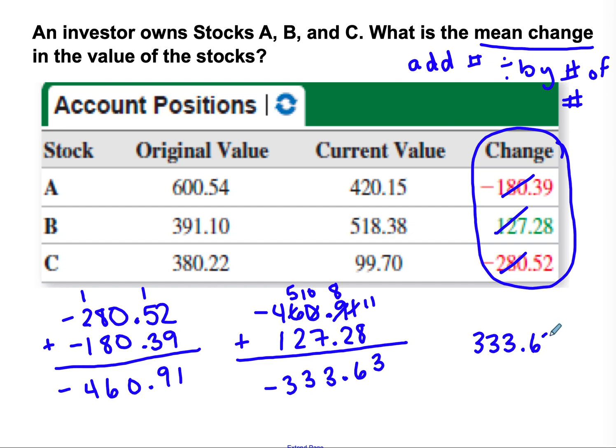So I'm going to go ahead and set up my division. That's what I'm doing right here. So negative $333.63 divided by 3. Okay. 3 goes into 3 once. 3 minus 3, 0. Bring down my 3. 3 goes into 3 once. Got 0. Bringing down my 3. 3 goes into 3 once.